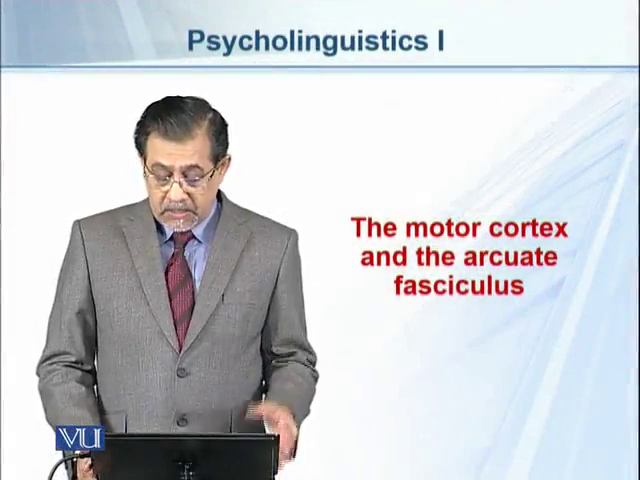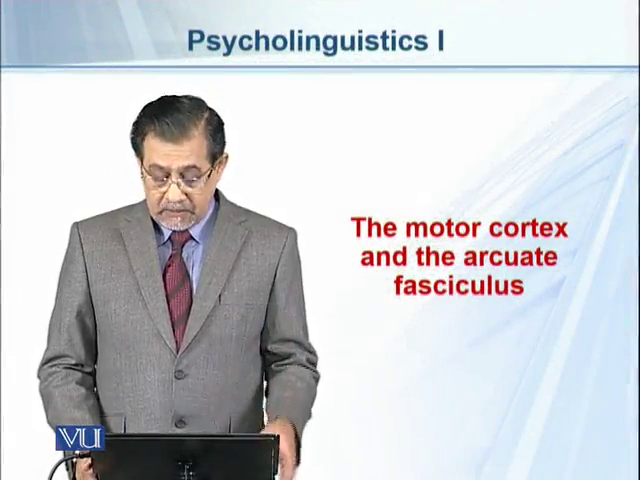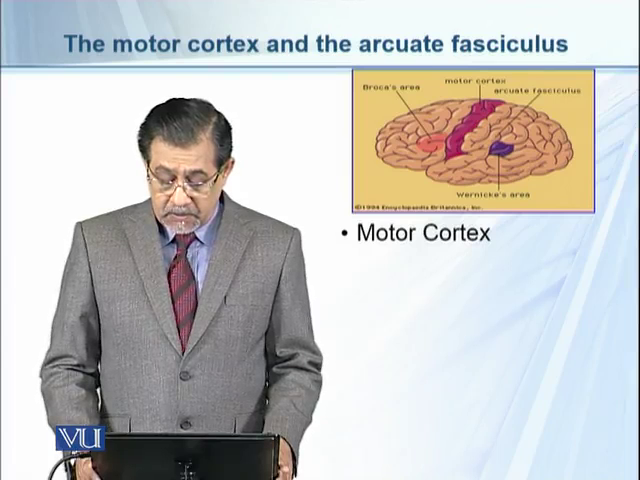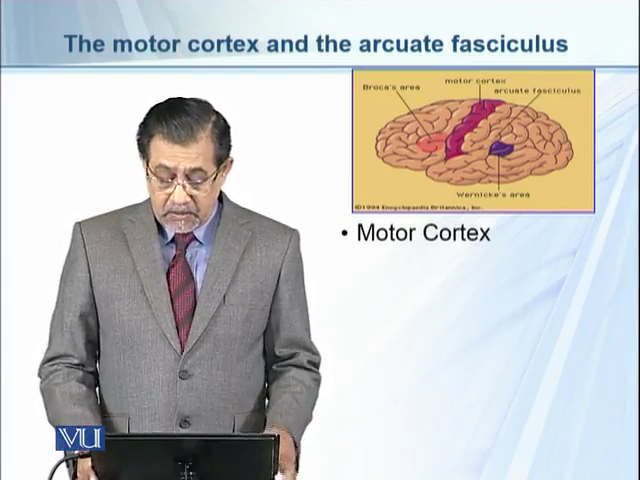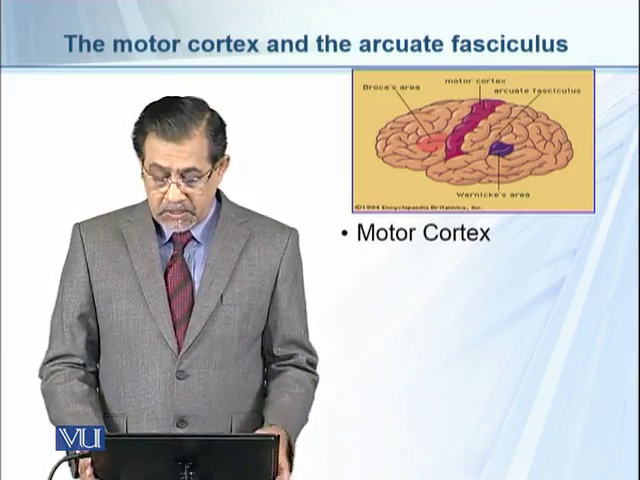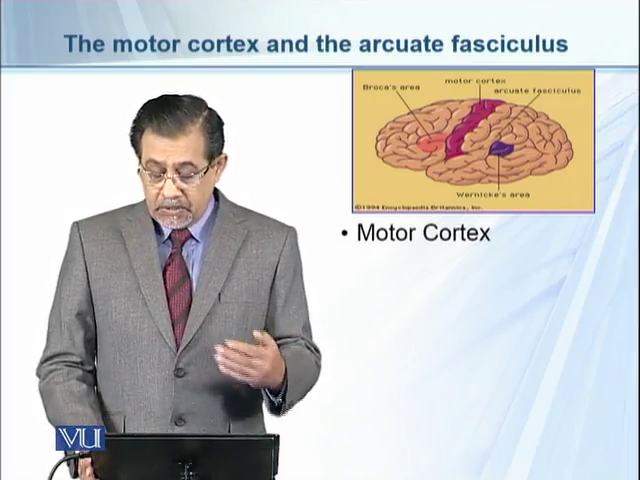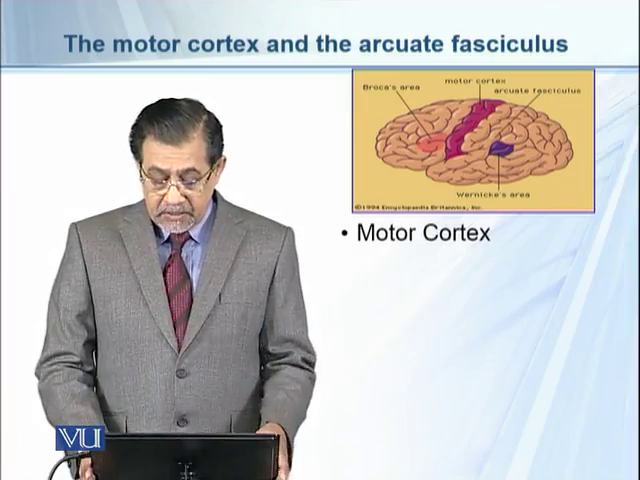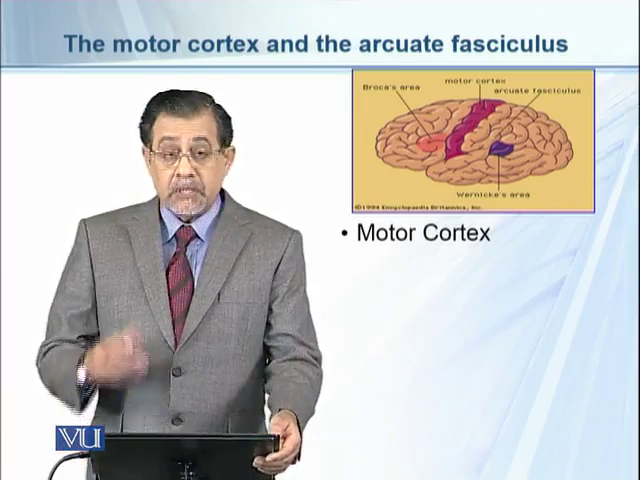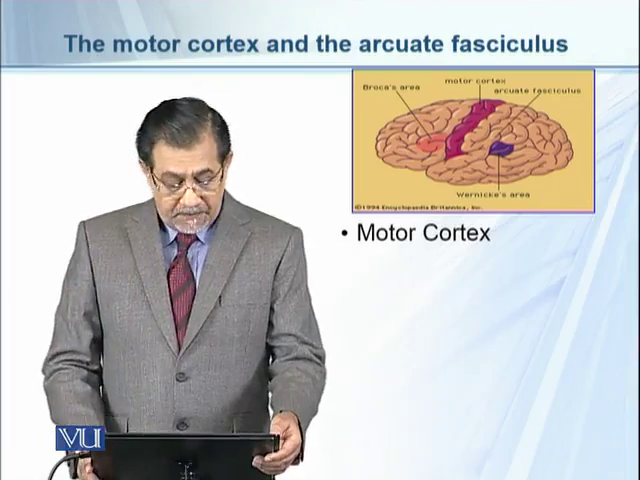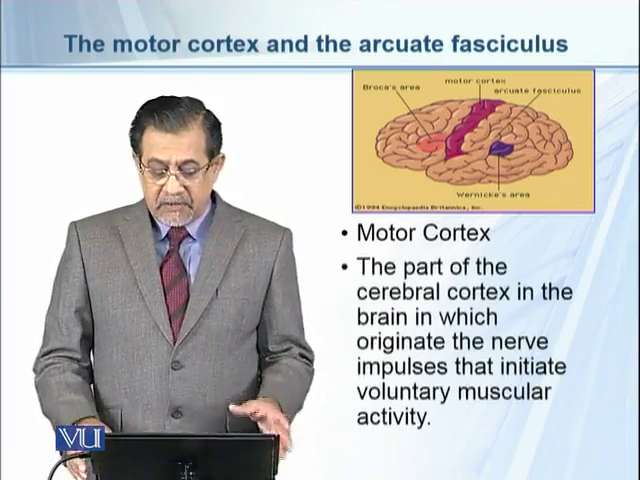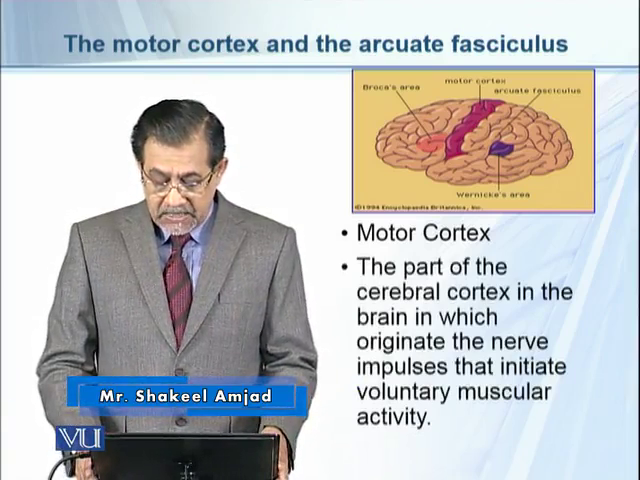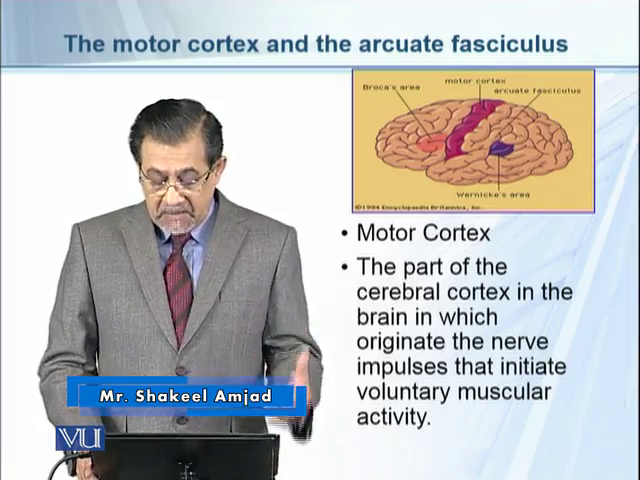The motor cortex and the arcuate fasciculus. So again, we have the same image of the brain, and you can see that these two, the motor cortex and arcuate fasciculus, are found between Broca's area and Wernicke's area. Motor cortex means the outer layer, the part of the cerebral cortex in the brain in which originate nerve impulses that initiate voluntary muscular activity.